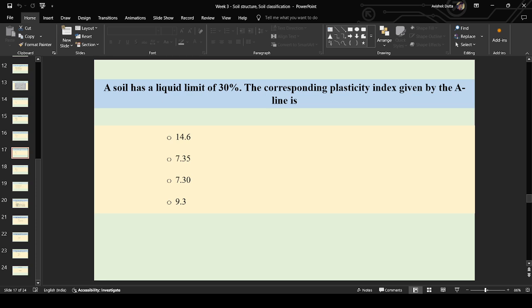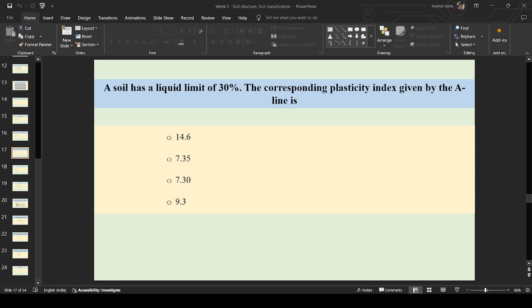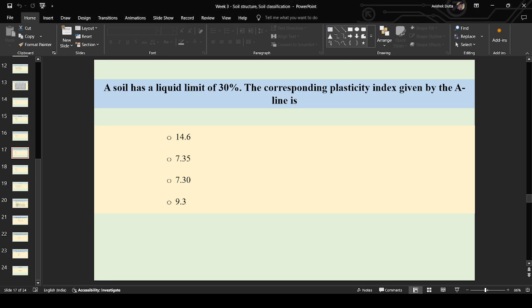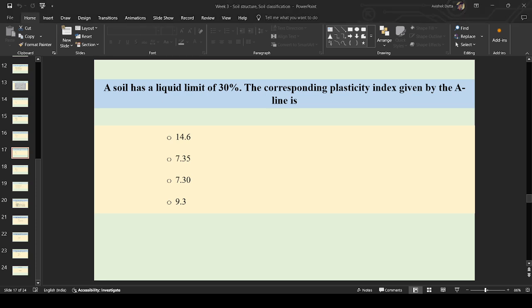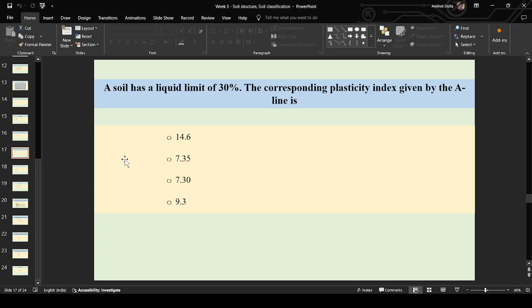I repeat the question. A soil has a liquid limit of 30%. The corresponding plasticity index given by the A line is, your options are 14.6, 7.35, 7.30 or 9.3. Okay, next question.